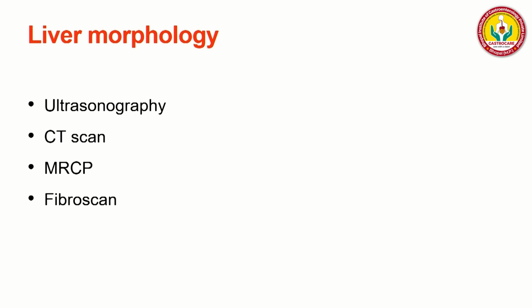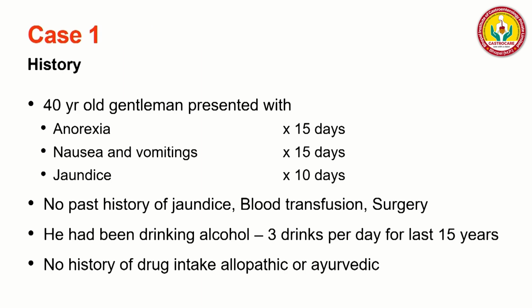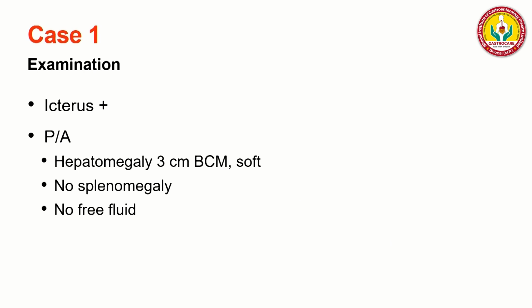So with that background, let's straight away move to the cases. So we come to case number 1. 40-year-old gentleman, anorexia, nausea, vomiting and jaundice for 10 to 15 days. No past history of jaundice, no blood transfusions, no surgery. Now this guy has been taking regular alcohol for last 15 years, almost 3 drinks a day. There is no other history of any other drug intake, allopathic, Ayurvedic, Unani, or any complementary alternative medications.